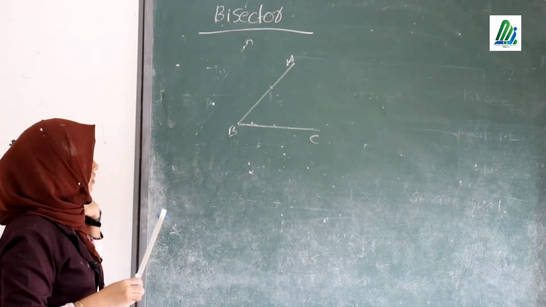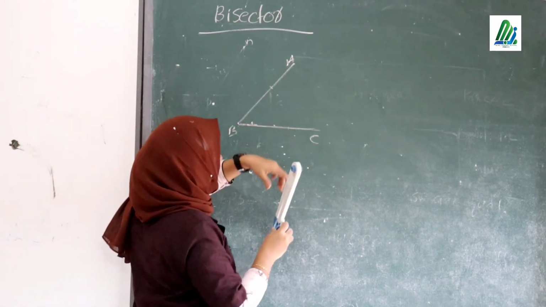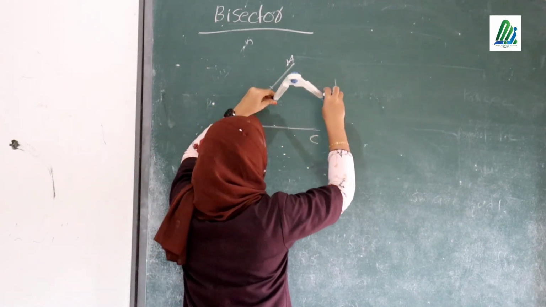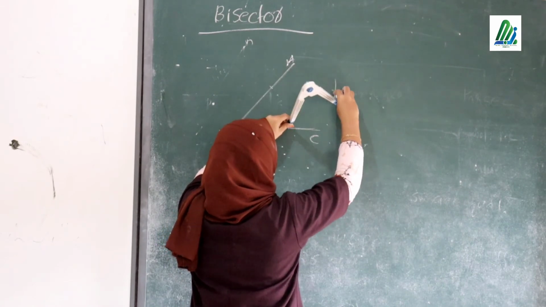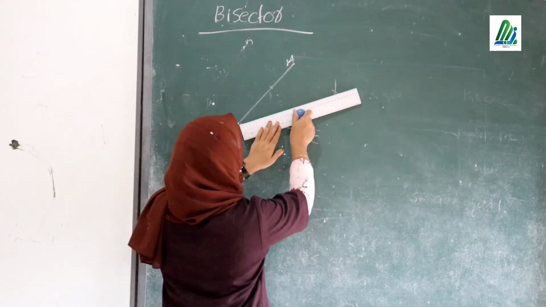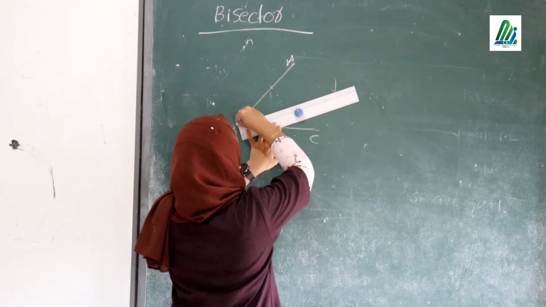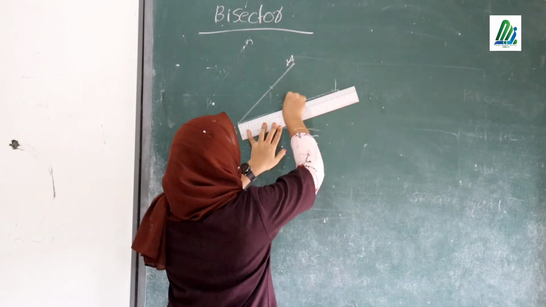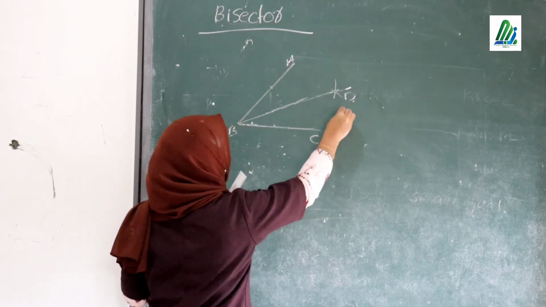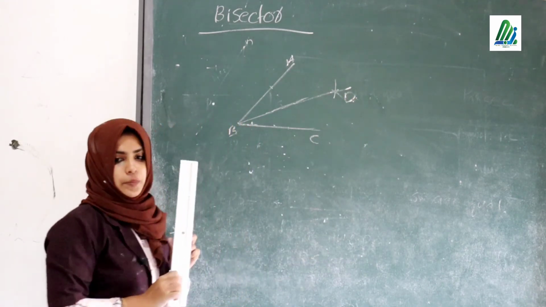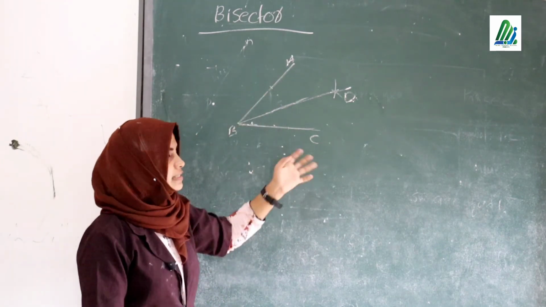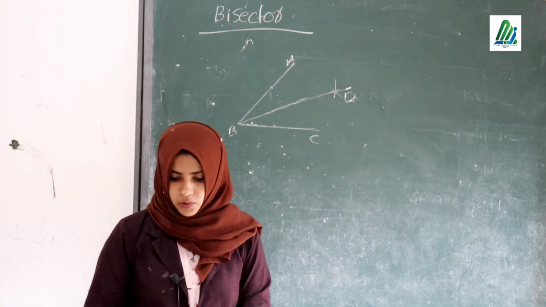From the marked points you can draw arcs. Then join the vertex and the point D. So BD is the bisector of the angle ABC. I hope all of you understand.